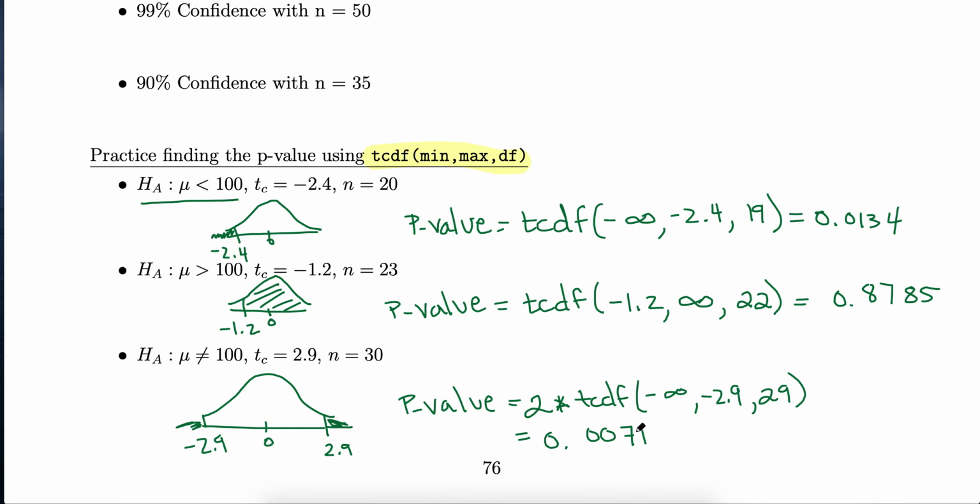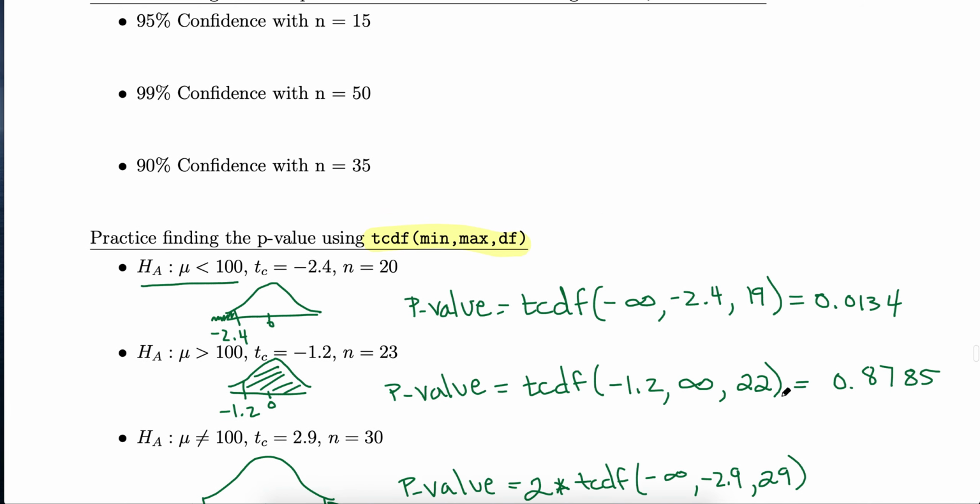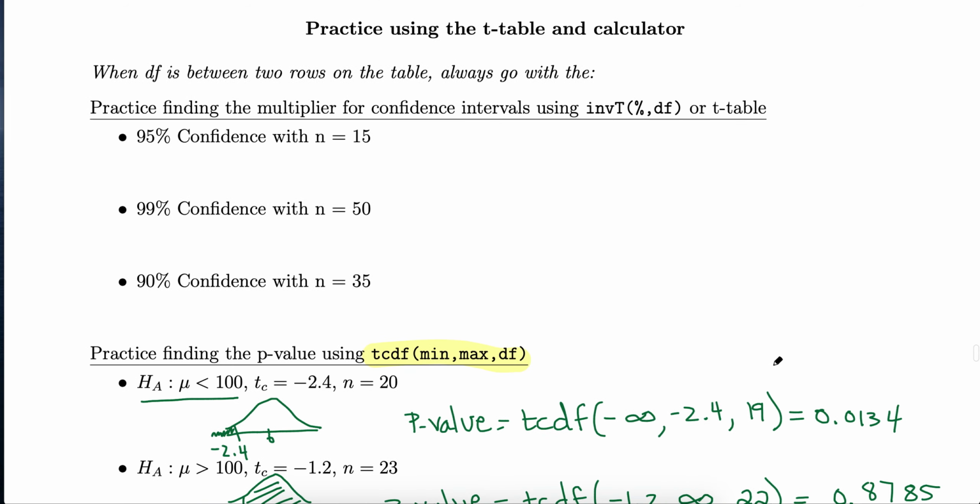All right, so that's for finding p-values using the t-distribution. Exactly the same as the normal, with the exception of this third parameter we need to add of our degrees of freedom, n minus 1. All right, confidence intervals, we need to find the multiplier.